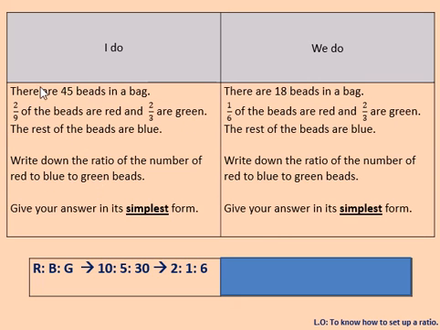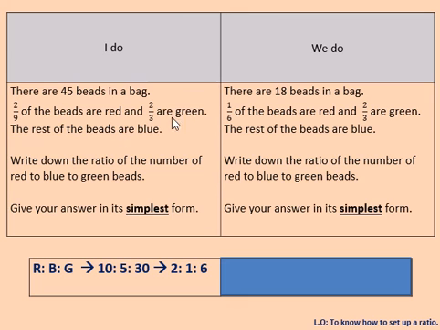First step, let's work out how many beads are red. So 2/9 of 45, okay? Now I know 1/9 of 45 is 5 because 5 goes into 45 9 times. So 2/9 is going to be 2 times 5, it's going to be 10. So we know there's 10 red beads.